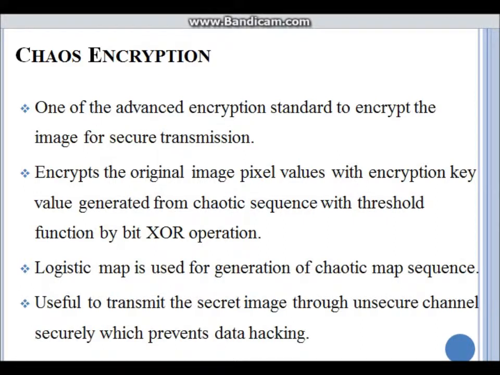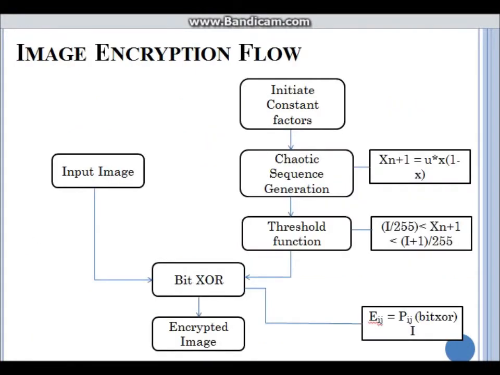Chaos encryption. Chaos encryption is one of the advanced encryption to encrypt the image for secret transmission. It is also done using logistic mapping with the help of chaotic map sequence. This is the image encryption flow for chaos encryption.